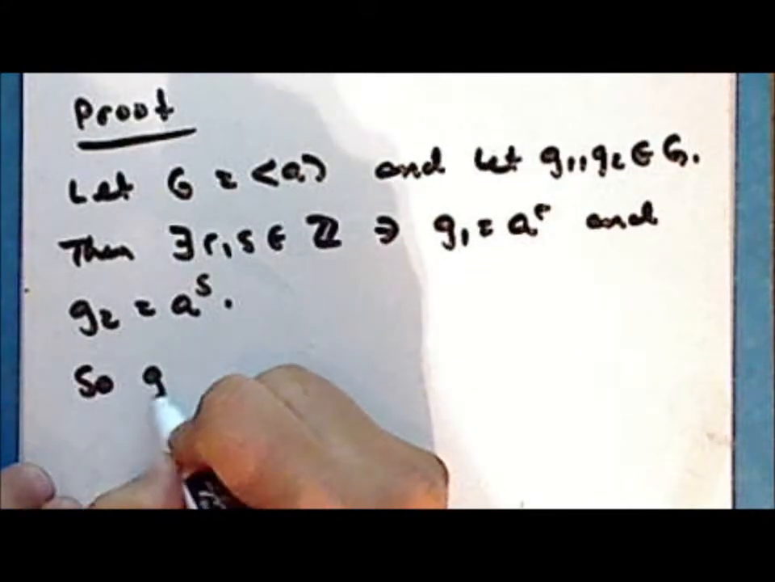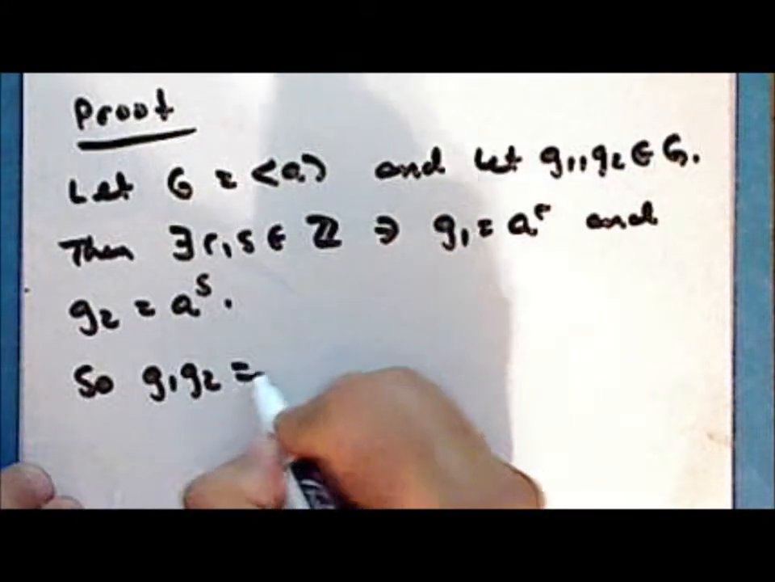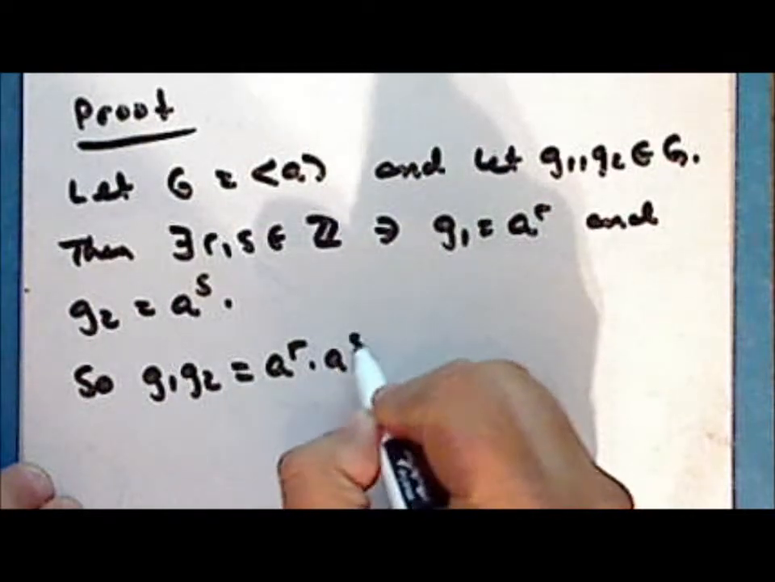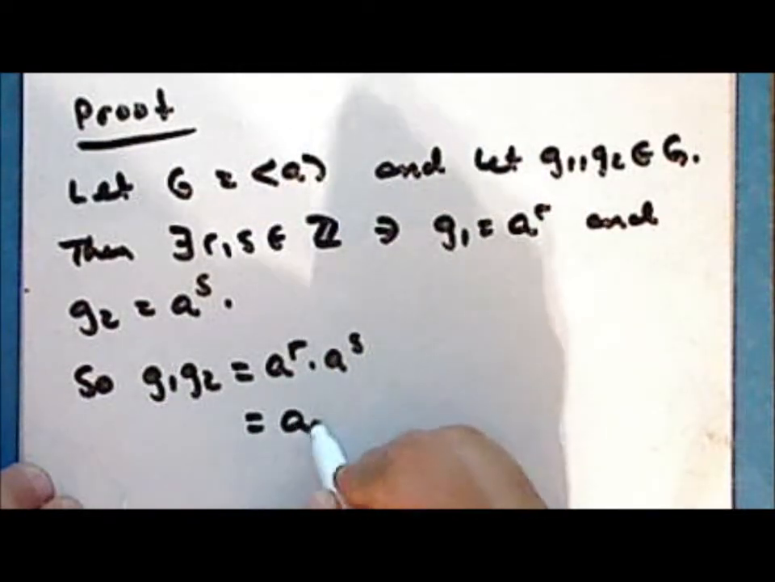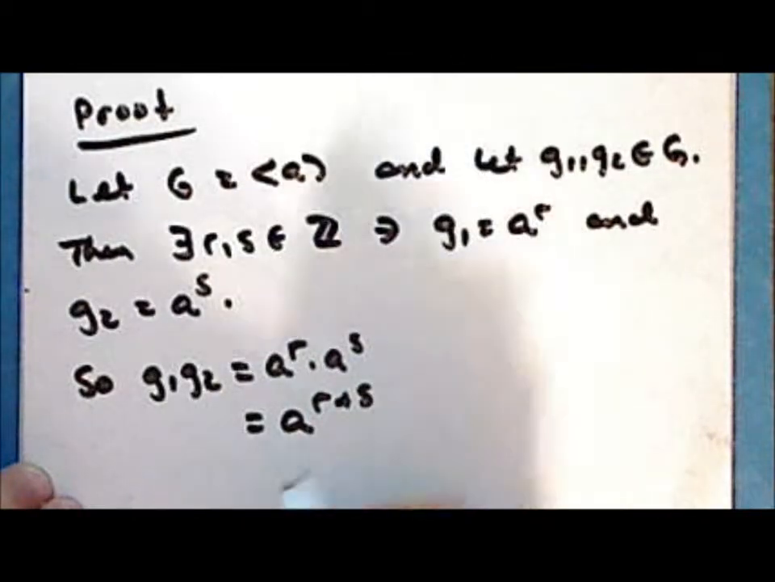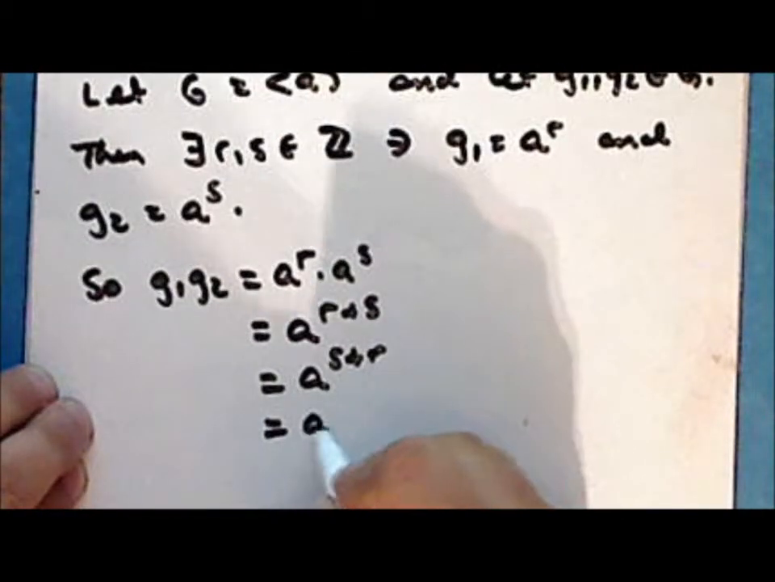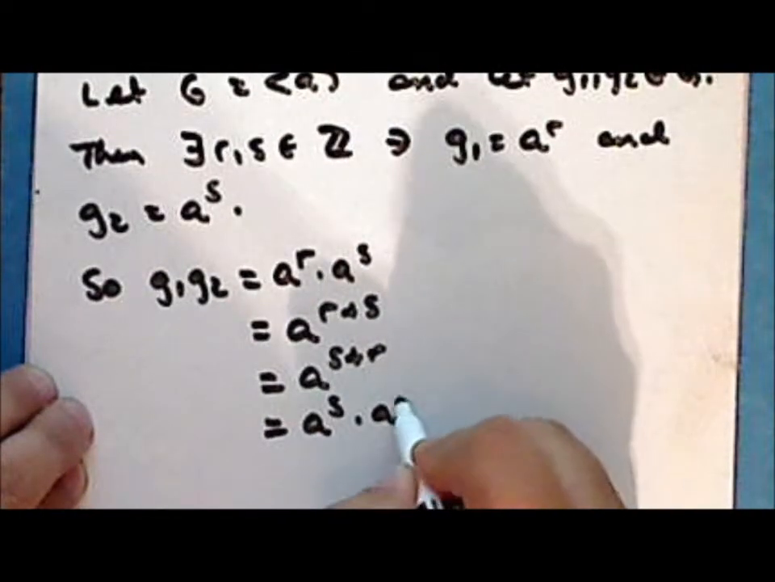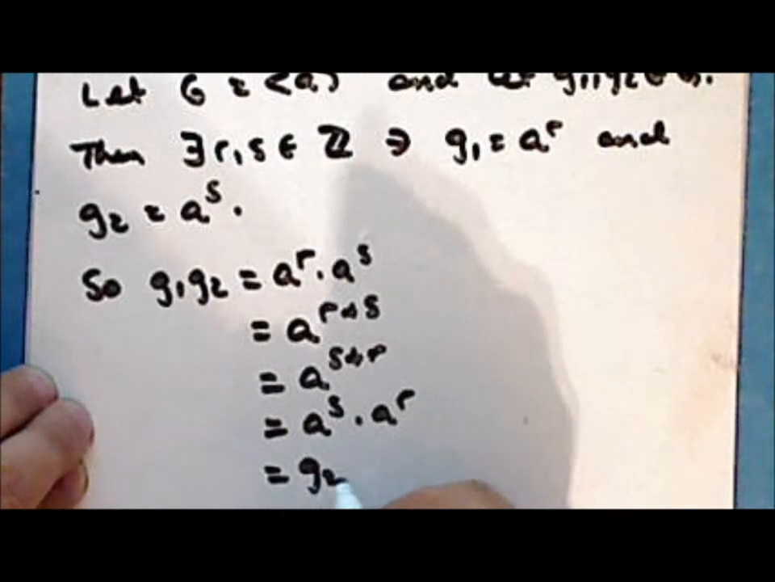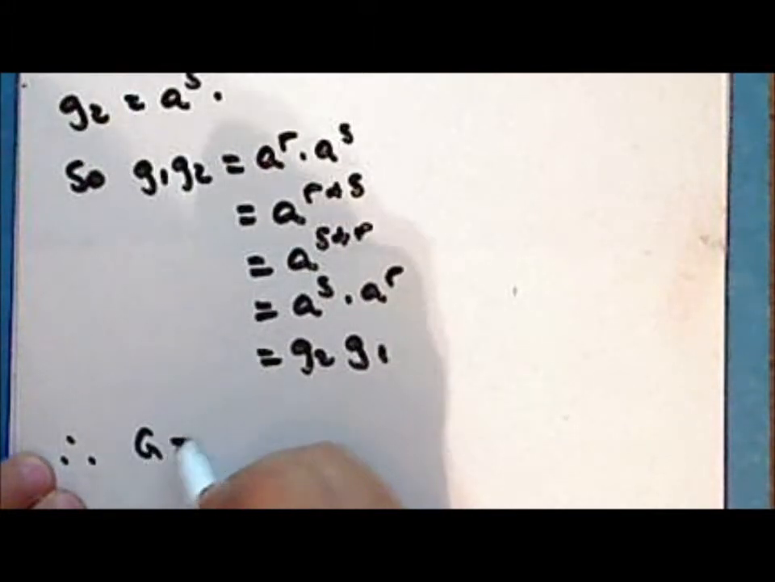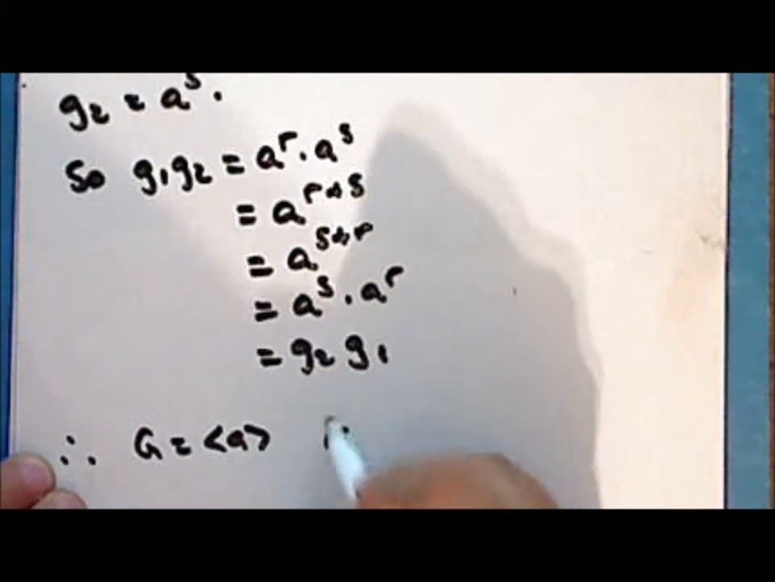So the product, G sub 1 times G sub 2, is A to the power of R times A to the power of S, which is A to the power of R plus S, and this is the same as A to the power of S plus R, which is A to the power of S times A to the power of R, which is G sub 2 times G sub 1. And therefore, the cyclic group G is abelian.